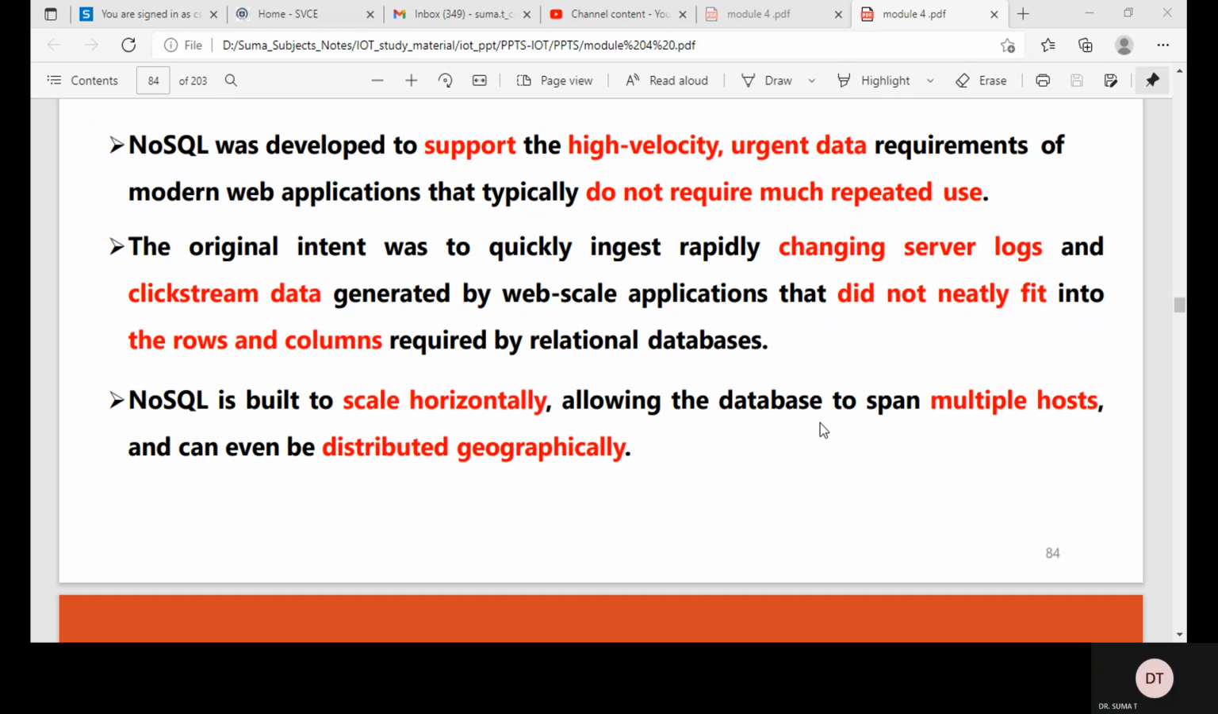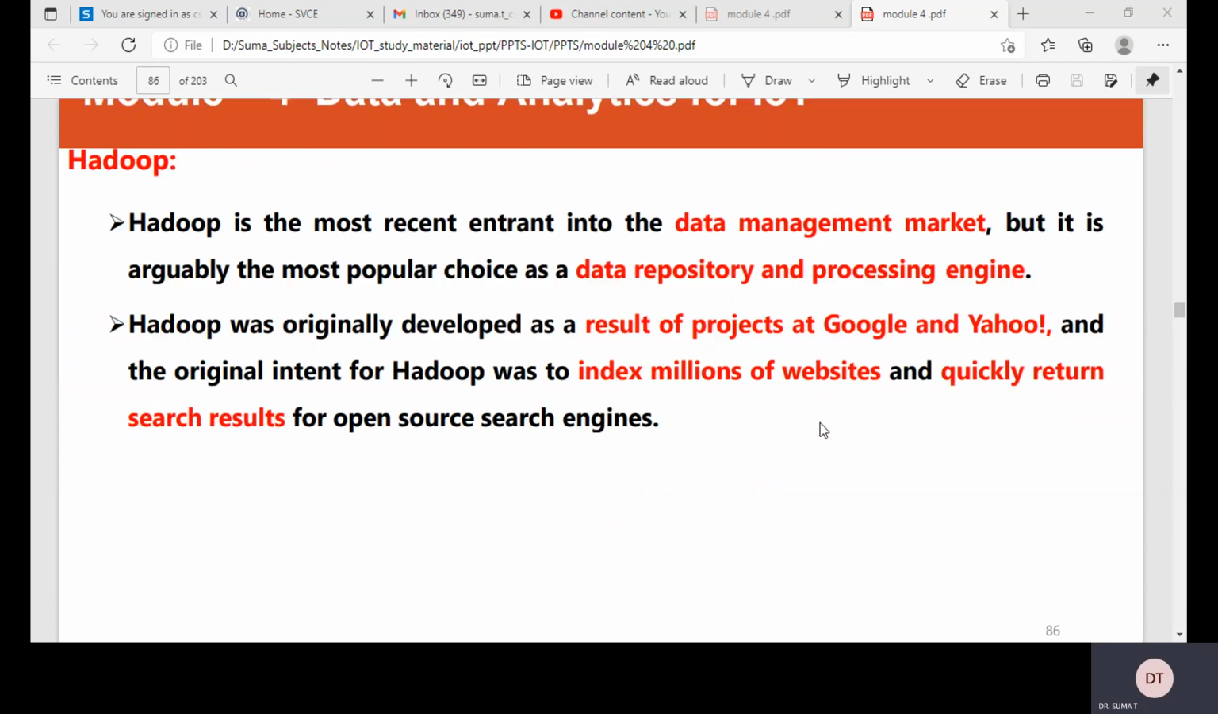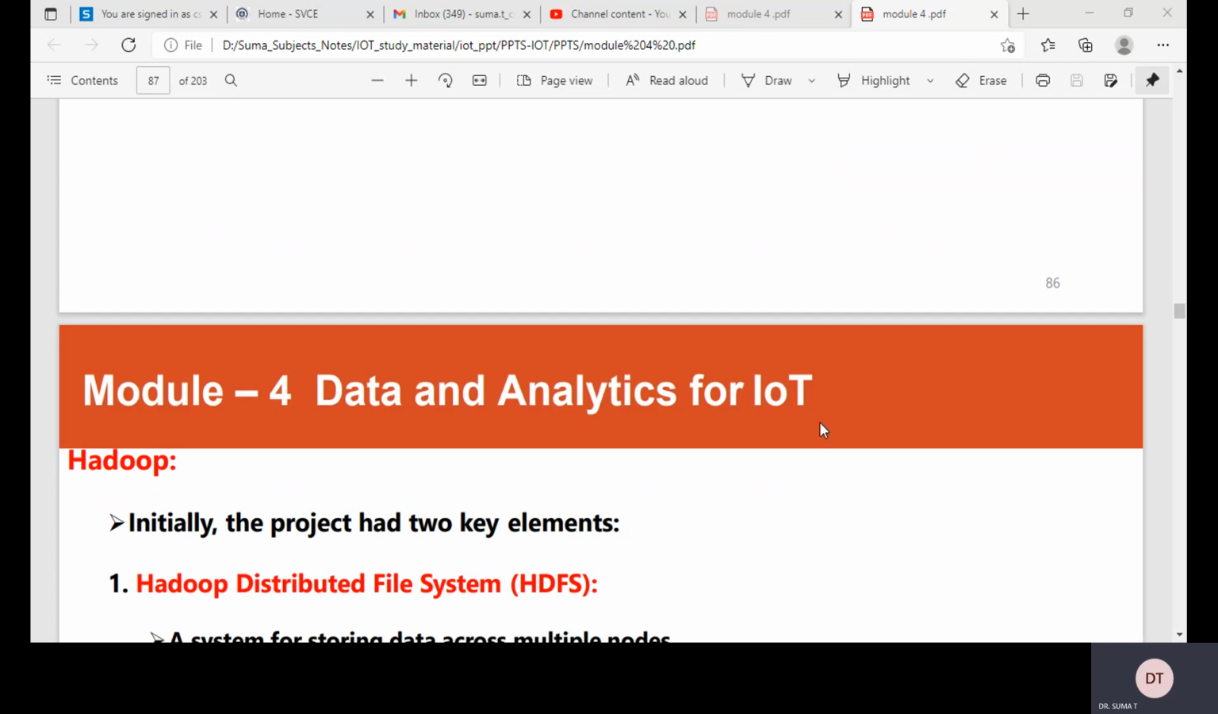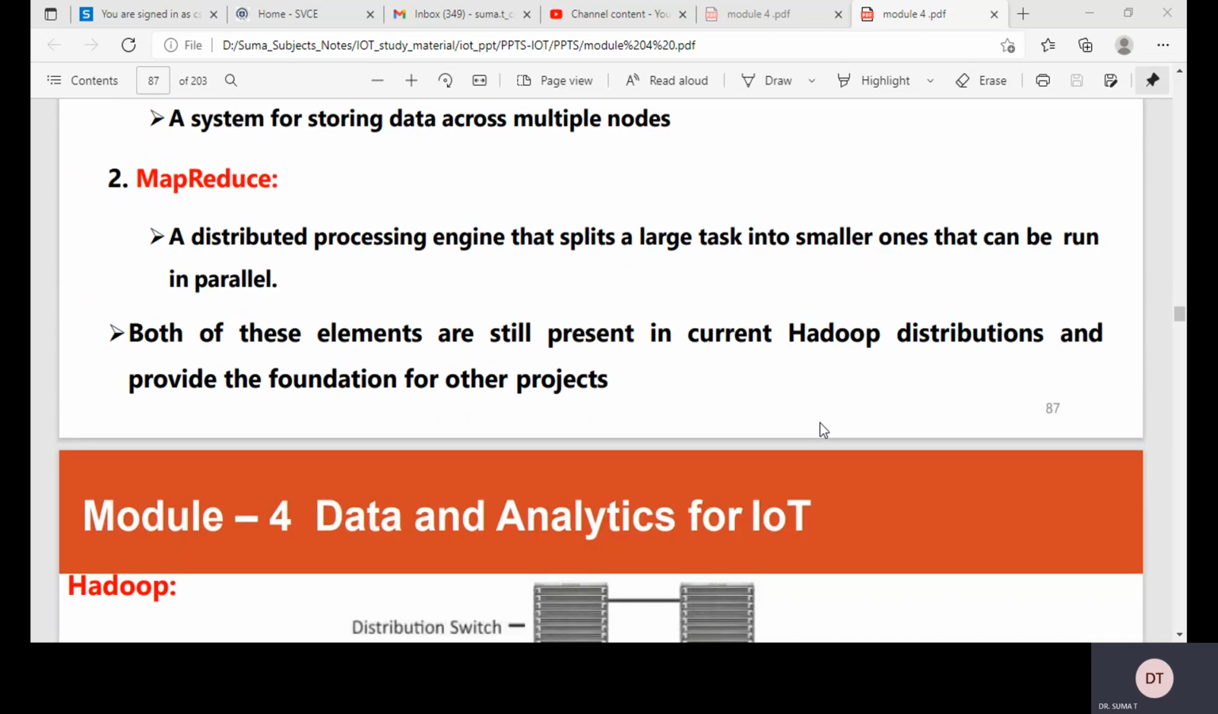Next is Hadoop. It's the most recent entrant into the data management market, but it is arguably the most popular choice as a data repository and processing engine. Hadoop was originally developed as a result of projects at Google and Yahoo, and the original intent for Hadoop was to index millions of websites and quickly return search results for open source search engines. Initially, the project had two key elements. One is the Hadoop Distributed File System, we call it HDFS. Another one is MapReduce.